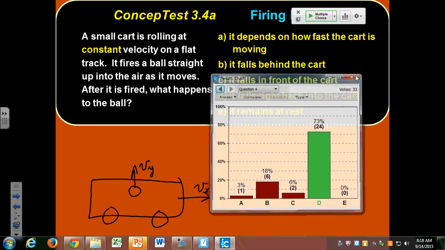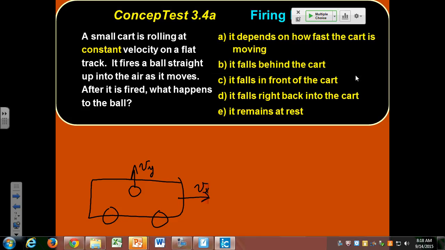Okay, awesome. D is the right answer. It's going to fall right back into the cart. If I'm moving along at a constant velocity and I throw something up, it continues traveling in that x direction. It just goes up and then follows back down. From my perspective, I'm just throwing it up and then back down again. But from your perspective, it follows this projectile path. So this object is going to travel like this, and when it gets over here, the cart will have met it. In fact, at every point, the cart will be right underneath it.